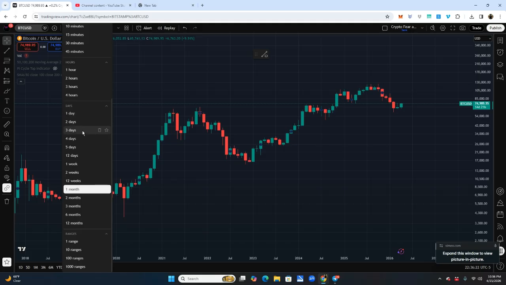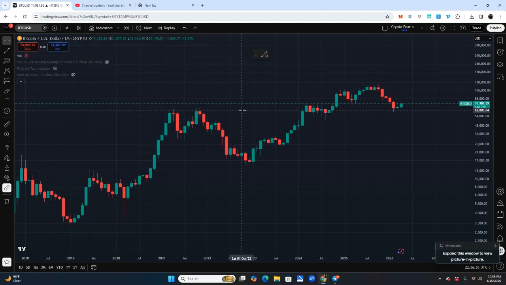If you don't have the option to put a 3 day chart on there, it's because you're not paying for TradingView. You have to pay like $15 a month to be able to add that indicator.